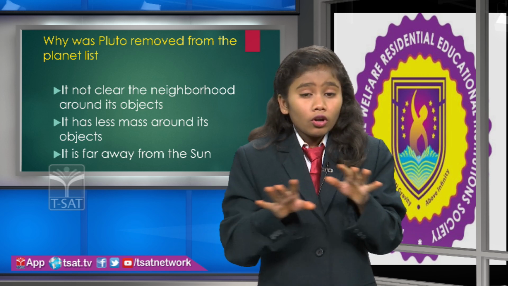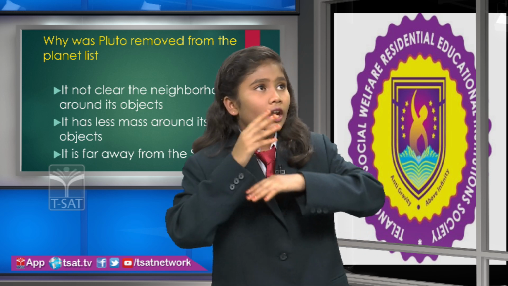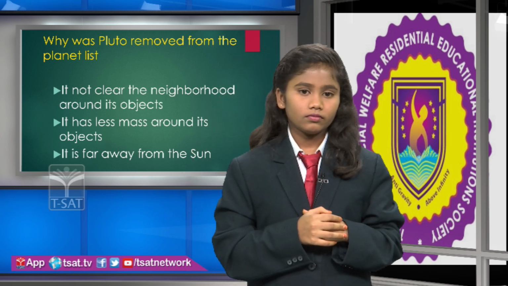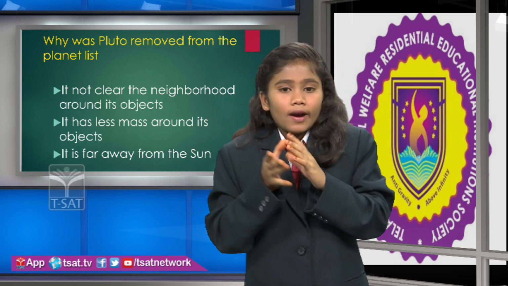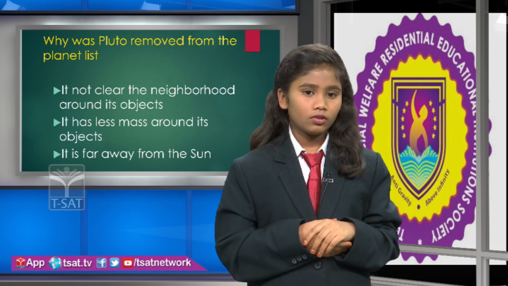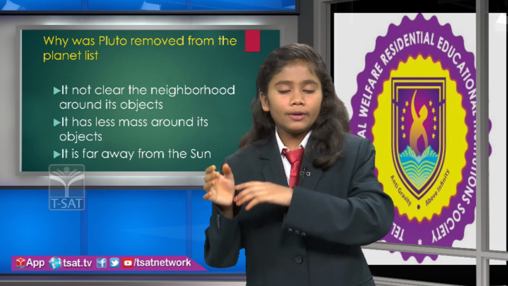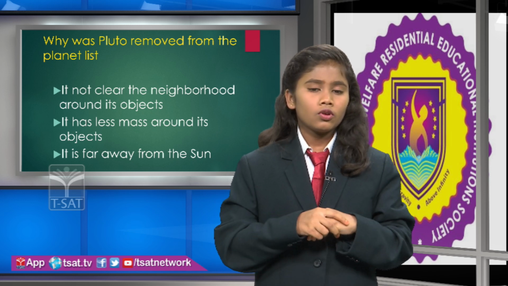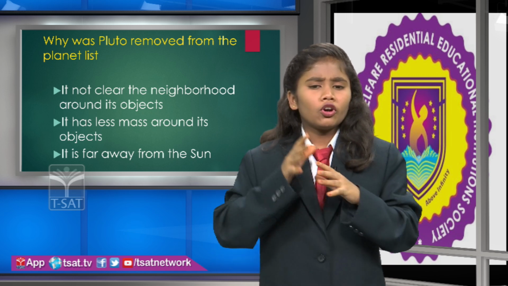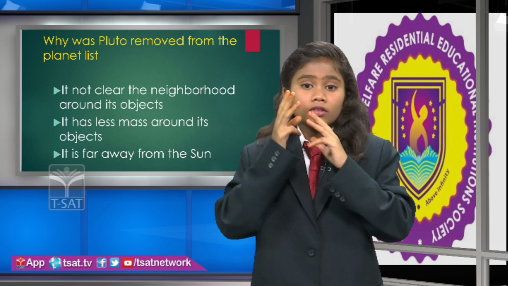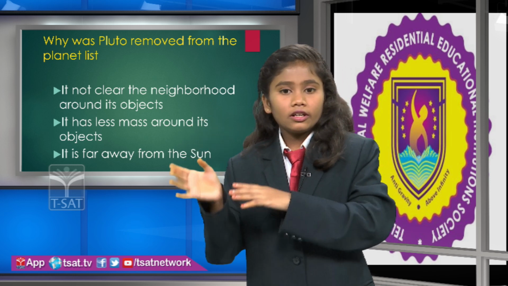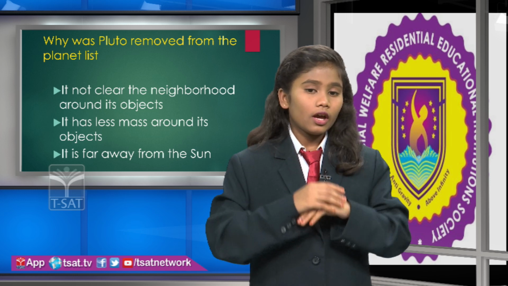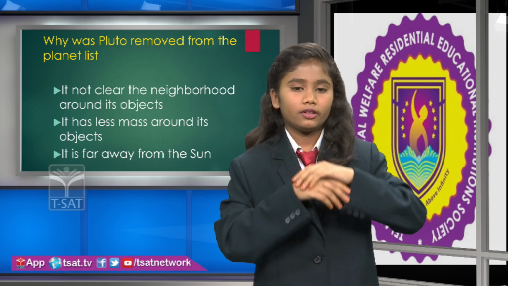Now let us discuss an interesting topic: why was Pluto removed from the planet list? A planet should have enough mass to be round. It must orbit the Sun. It must clear the neighborhood around its orbit. So, Pluto failed to meet the third: it did not clear the neighborhood around its orbit.